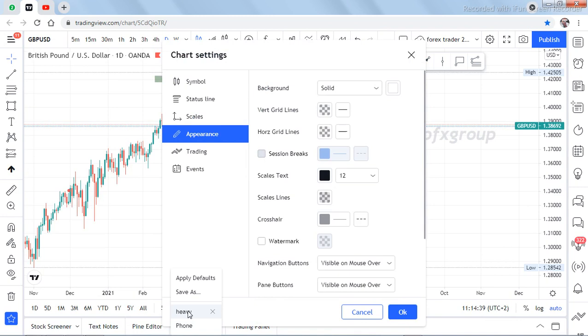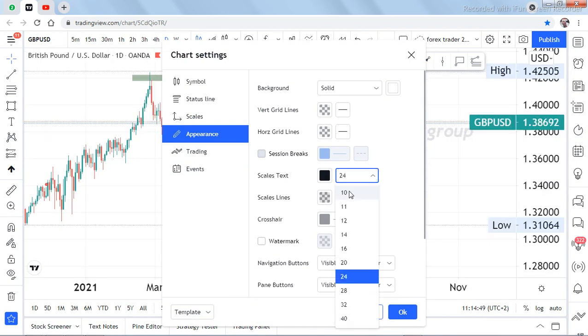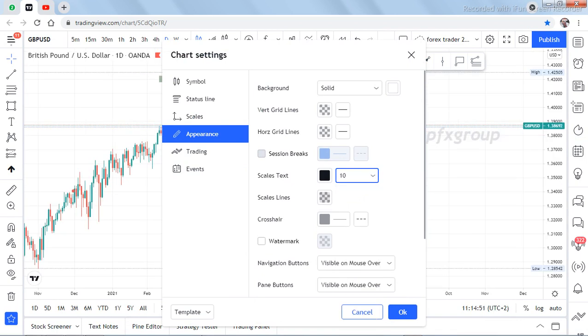Alright, guys, and then also whatever customizations you want to do, right, guys? For example, for the numbers on this side, you can scale them up or scale them down depending on how big or how small you want them. And then you can also have a watermark, all of those things, guys. So you can play around with these things just to see what they do.